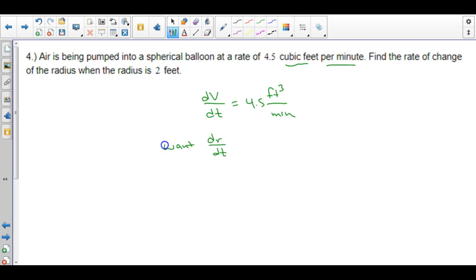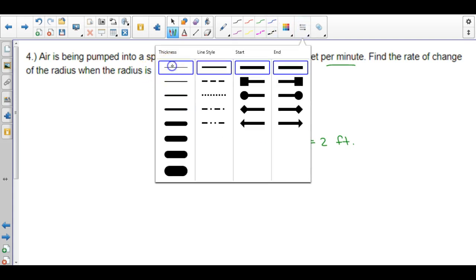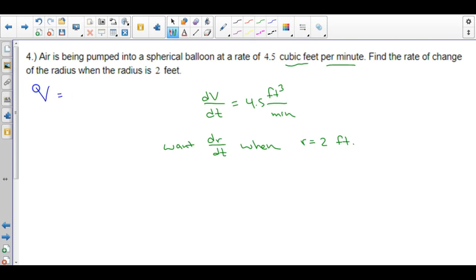Right, we want dr/dt when the radius is 2 feet. So we're going to need the volume equation for a sphere. Volume of a sphere is 4/3 pi r cubed. And very similar to the last problem where we were dealing with areas, this one just deals with volumes.